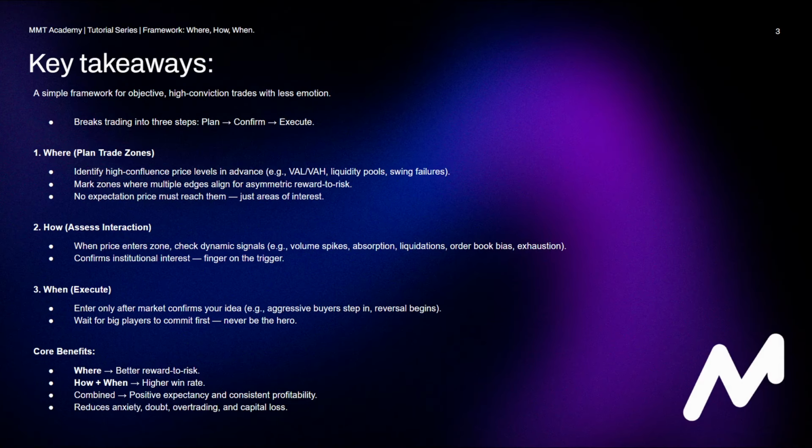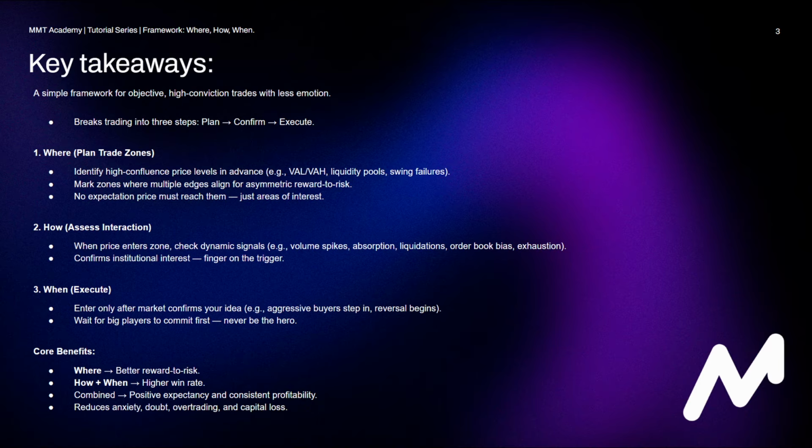Key takeaways. The where, how, when method is a simple framework for objective, high-conviction trades with less emotion. It breaks trading into 3 simple steps of plan, confirm, and execute. Step 1, the where, is planning your trade zones. Identify high-confluence price levels in advance. Then mark the zones where multiple edges align for asymmetric reward to risk. Don't have expectations about price reaching these trade zones. They're just areas of interest where you're looking to take trades.